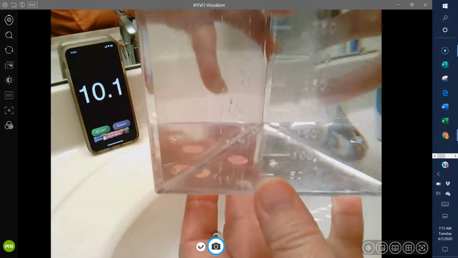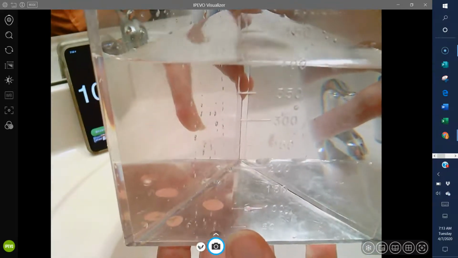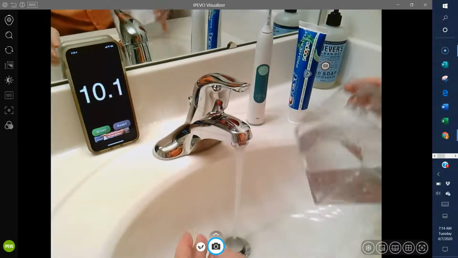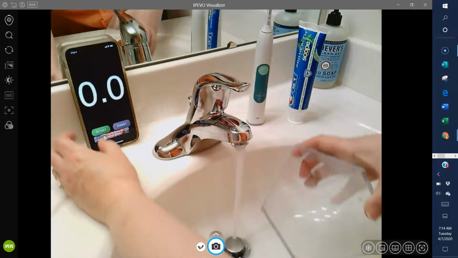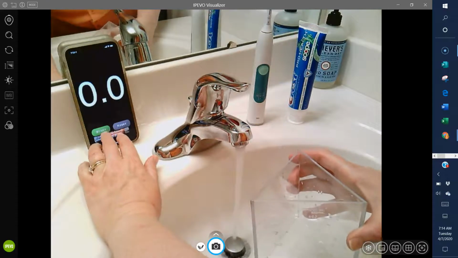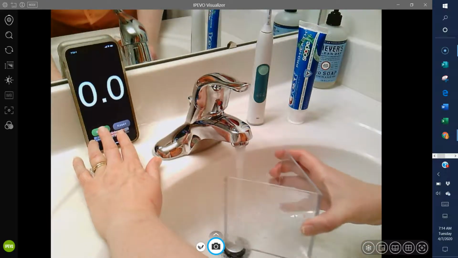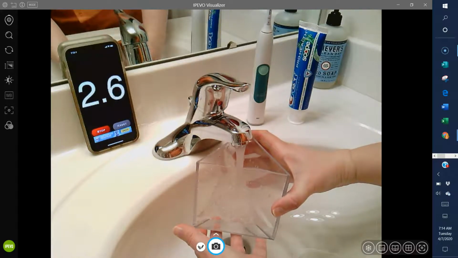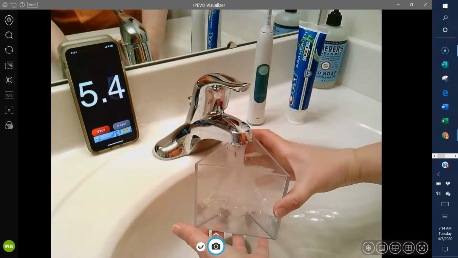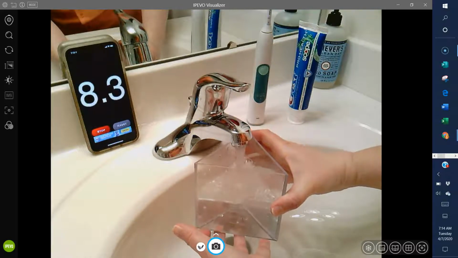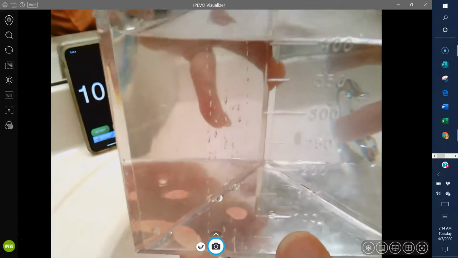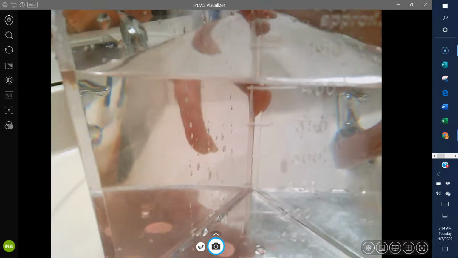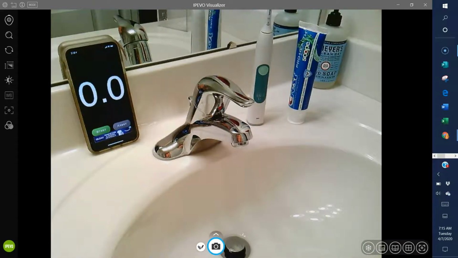Okay, ooh, this one, it looks like it's right on 400, doesn't it? Okay, so 400. I think we have one more round. Oh, now it looks like it might be just a tiny bit over, so we could say 405. Okay, let's move back and figure out how much water we just wasted.